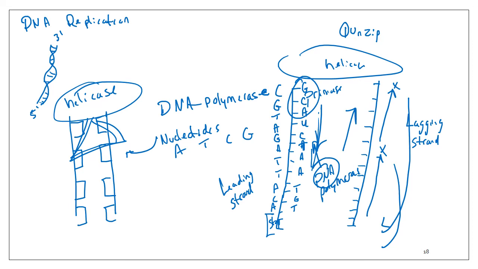Okay, so that's DNA replication. So let's go ahead and talk about transcription. Okay, so transcription is going to be the process of basically turning DNA into RNA, and we want to keep it that way. So we're making mRNA, messenger RNA.